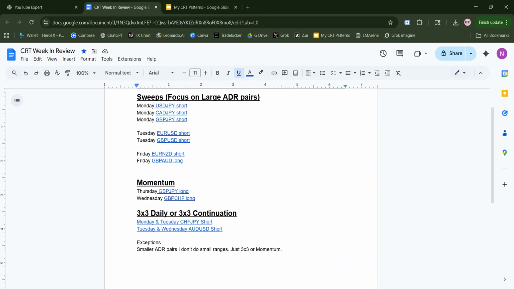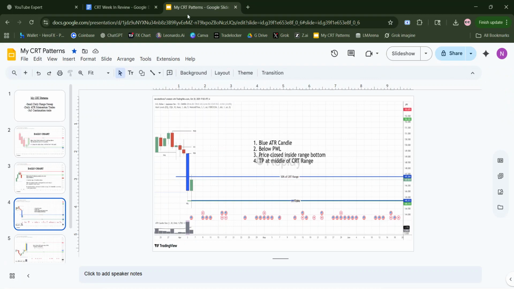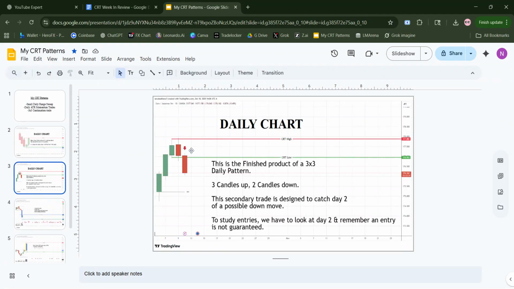And then lastly, we have our 3x3 continuation trade. So we have Monday and Wednesday for Swiss Yen short. 3x3s, there's a link in the description for that. But the short, here we go. We have 3 candles, 1, 2, 3, and candle range theory playing out here, and then we took a reversal. So ideally, 3 candles up, 2 candles down is all we're looking for on the daily chart.